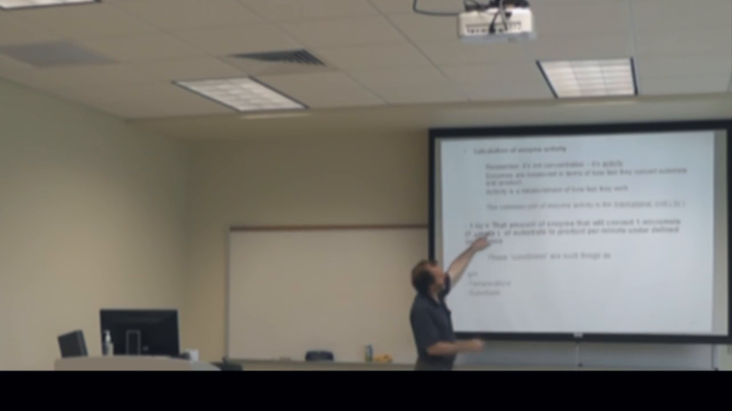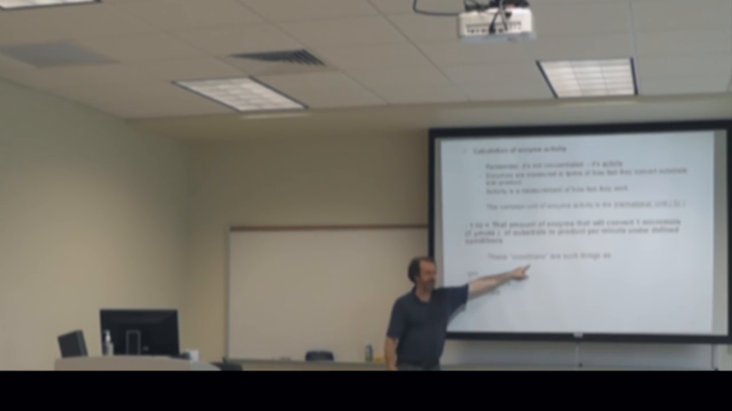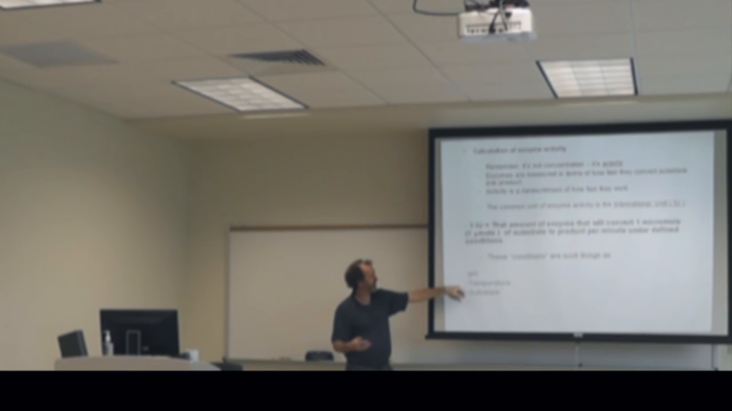The common unit is the international unit, which is the amount of enzyme that will convert 1 micromole of substrate to product per minute under defined conditions. So we're going to be measuring absorbances, and then there's a certain time point that we measure, and then we can calculate the concentration in our assay of product that'll be produced via its extinction coefficient that we'll have to calculate also. So these can change, right? Extinction coefficients will change based on pH, temperature, and the substrate itself.